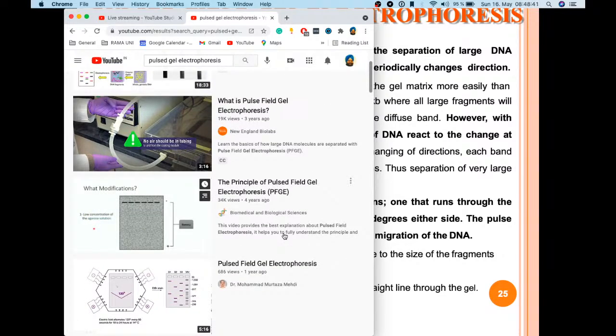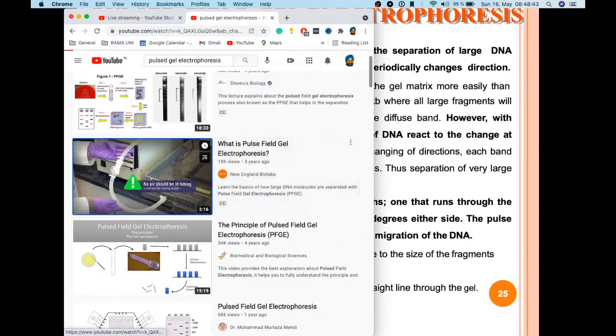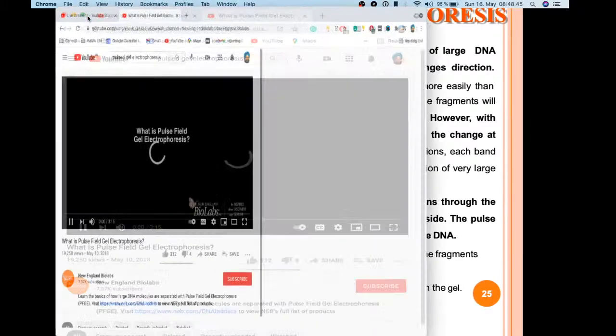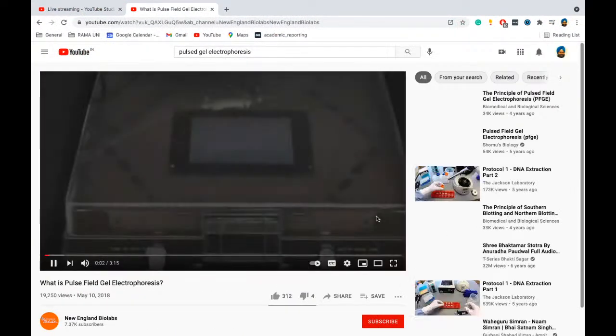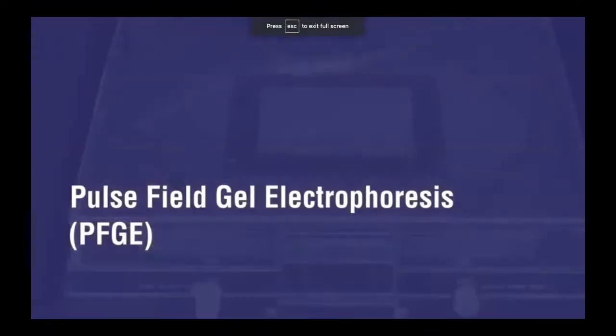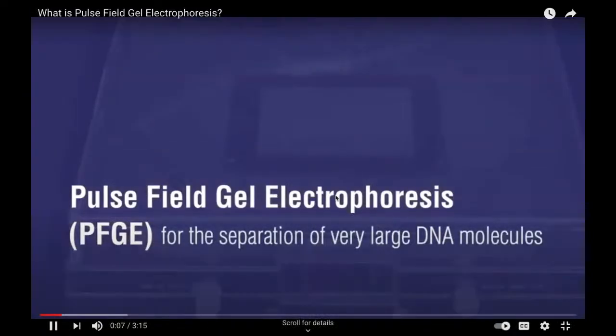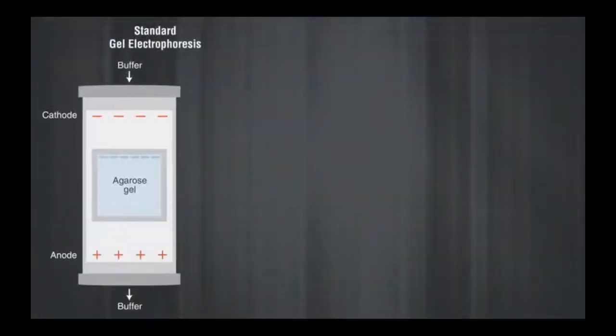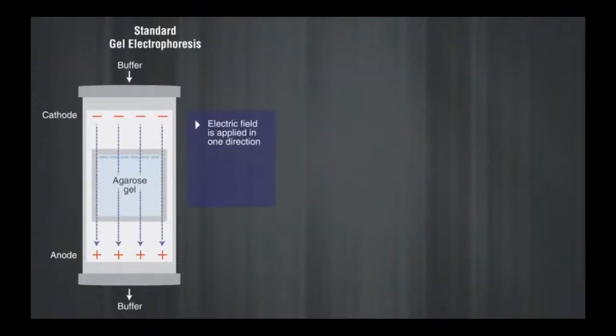I can show you one video about that, how it's done in the lab. Pulse field gel electrophoresis, or PFGE, is a technique for the separation of very large DNA molecules. Under standard electrophoresis conditions, an electric field is applied in one direction on the agarose gel, and DNA molecules larger than 40 kilobases essentially move together through the gel, independent of their size.